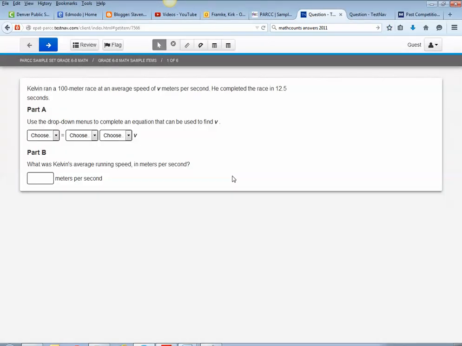All right, so the first question says, Kelvin ran a 100-meter race at an average speed of v meters per second. He completed the race in 12.5 seconds. Part A, use the drop-down menus to complete the equation that can be used to find v. Now, for this problem, it would probably make a little more sense to make an equation out of this statement up here, and then that should better inform our drop-down options.